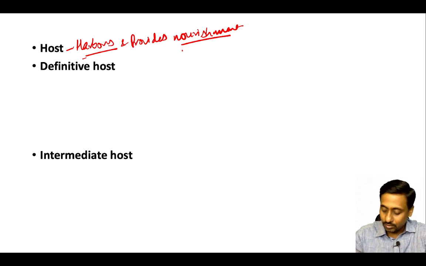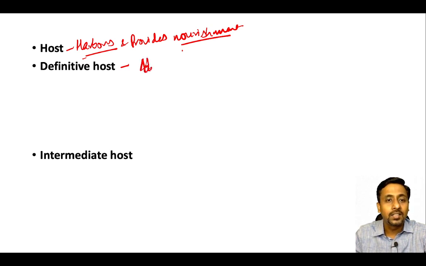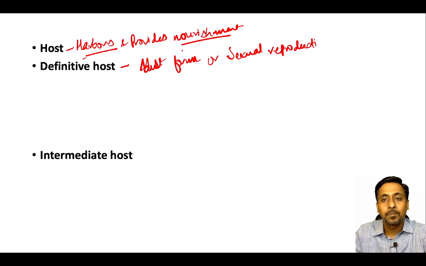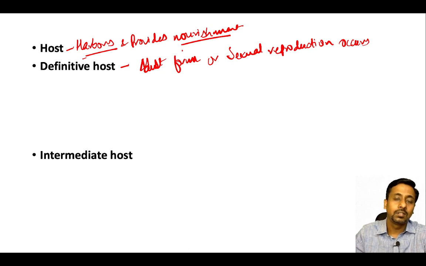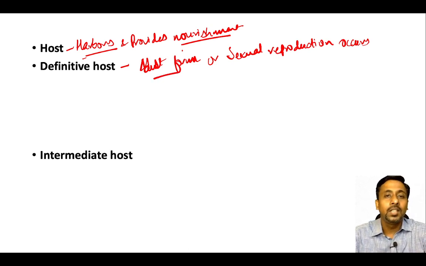So what is a definitive host? A definitive host is a host in which we can find the adult form of the parasite, or in which sexual reproduction occurs. So either of these, or maybe both of these. If that host harbors the adult form, or if sexual reproduction occurs in the host, then that host is a definitive host.